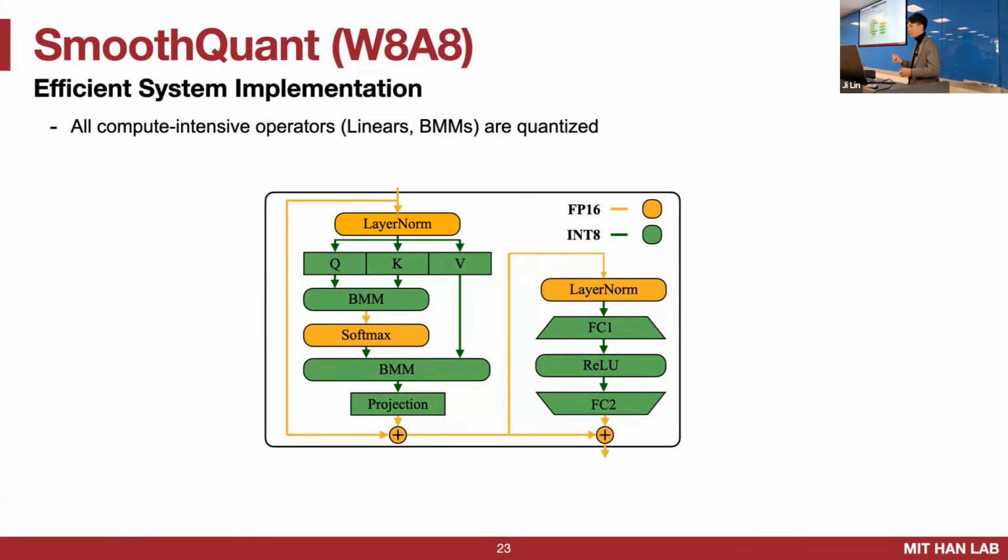So here is a diagram of a typical transformer block that we studied for OPT models. There are some arrows for activation and some squares for weights. We are quantizing all the compute-intensive operations, including linear layers and batch matrix multiplications for attention, into 8 bits, while preserving the layer norm and the residual connection in FP16, because they are generally light in computation while also essential for performance.